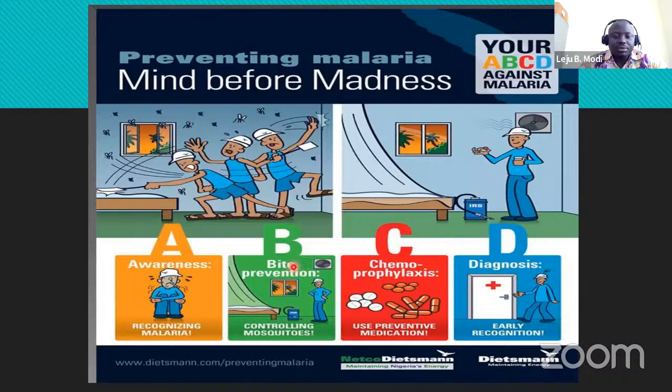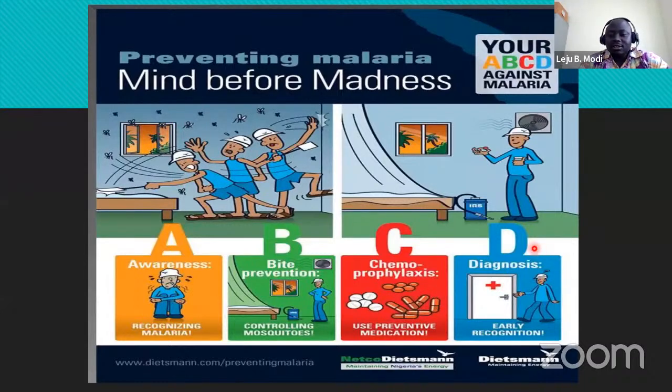B is bite prevention, preventing bites. So it could be using many things, as we shall see in the next slides below. We can use many things that can help us to prevent bites. Of course, here we see a mosquito net put just on top of the bed. So that can be very helpful to prevent bites. C is chemoprophylaxis, this is basically the different drugs which can be used for preventing malaria. We will see some of them in the next slides.